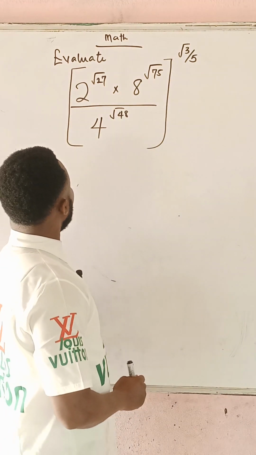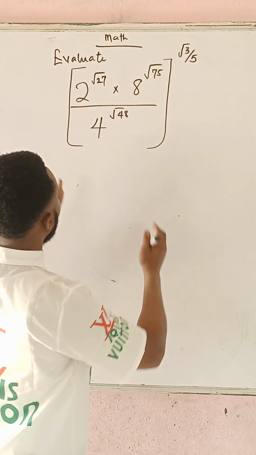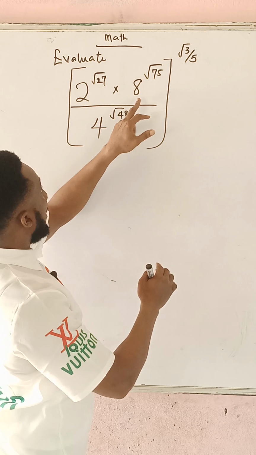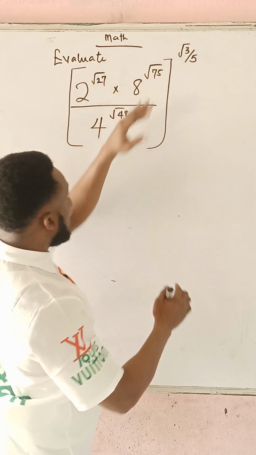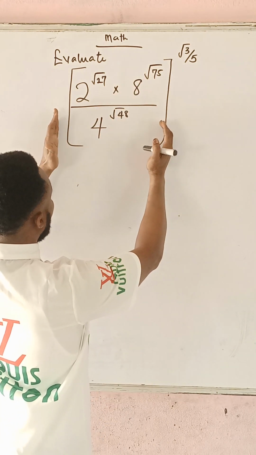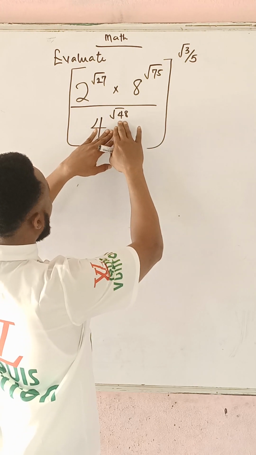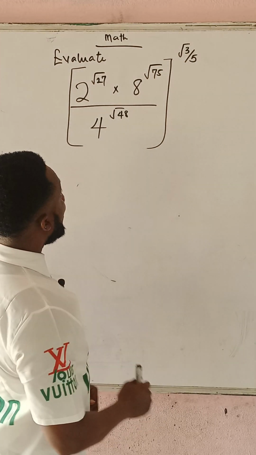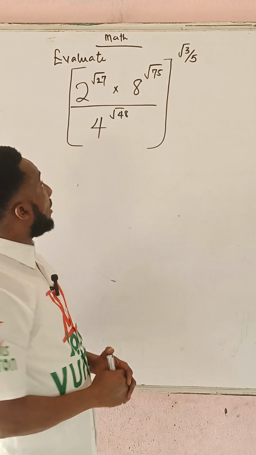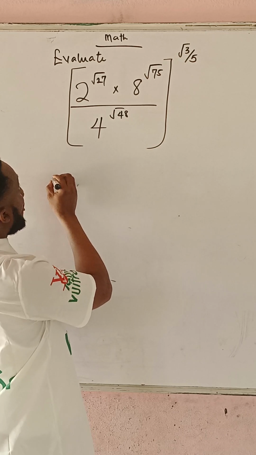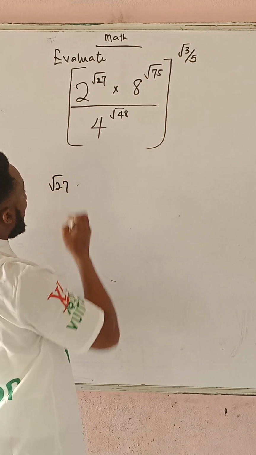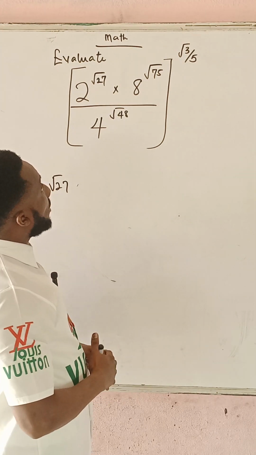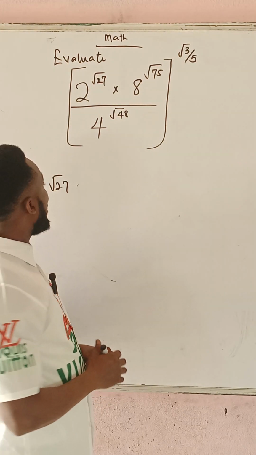Now we have this humongous expression here: 2 raised to the power of the square root of 27, multiplied by 8 raised to the power of the square root of 75, all in brackets, divided by the square root of 48, everything to the power of root 3 on 5. If you look at this expression carefully, what we have to do is to take care of the radicals. Meanwhile, let us write it out for those who are trying to ace their scores or become better in mathematics.